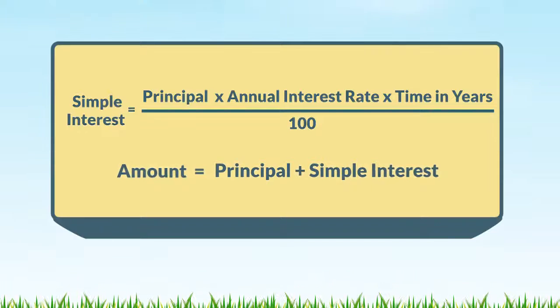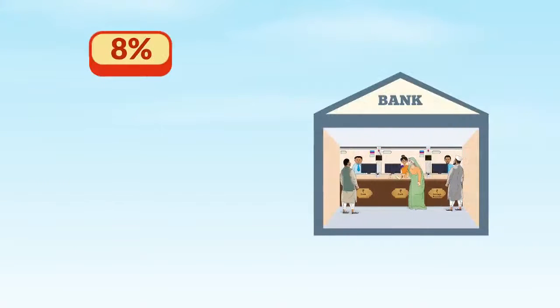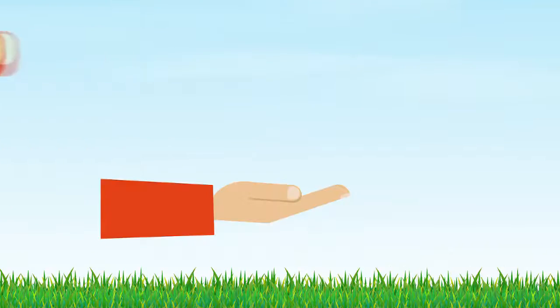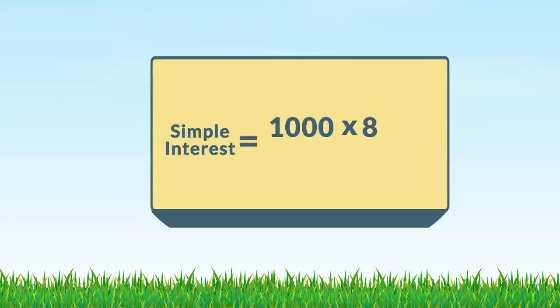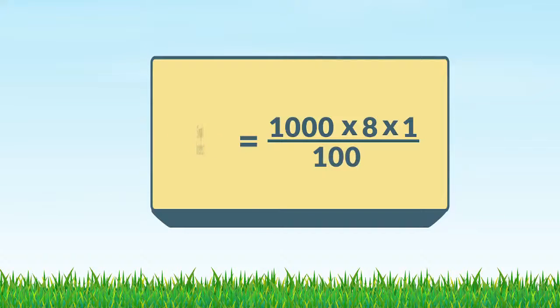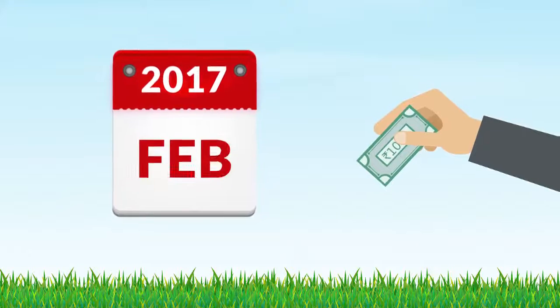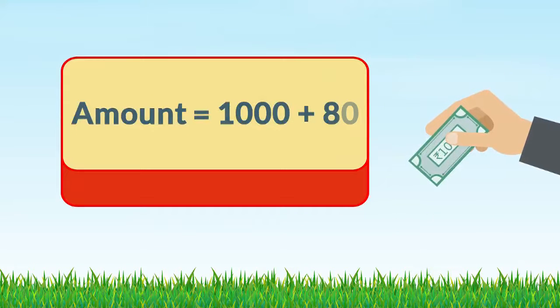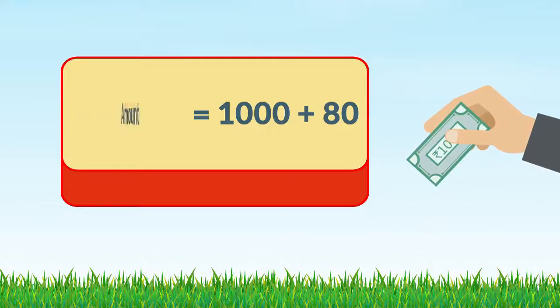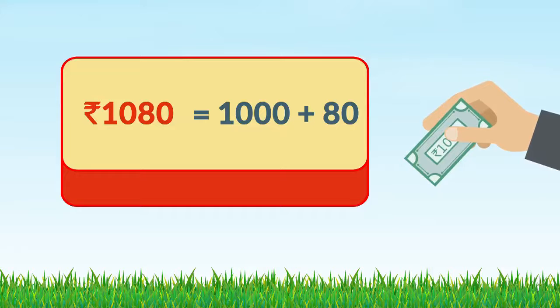I have to practice this. Now if the bank is charging me 8% for 1 year on 1,000 rupees, I will have to pay interest of 1,000 rupees into 8 into 1 divided by 100. That equals 80 rupees. Hence, total amount that I have to pay back after 1 year is 1,000 rupees plus 80 rupees. That equals 1,080 rupees.